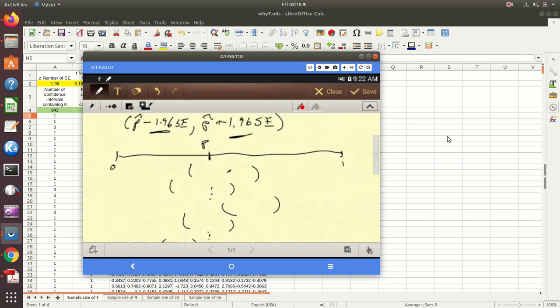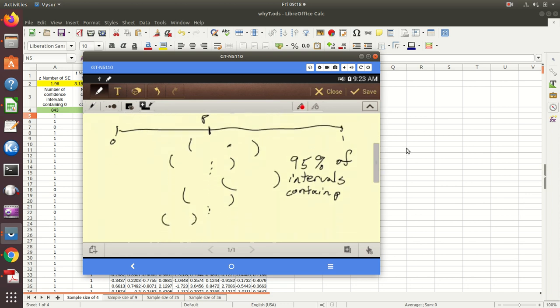Overall, what we would expect is, if we're using a 95% confidence interval, we expect 95% of the intervals to contain p. Okay, so that's what a 95% confidence interval means.